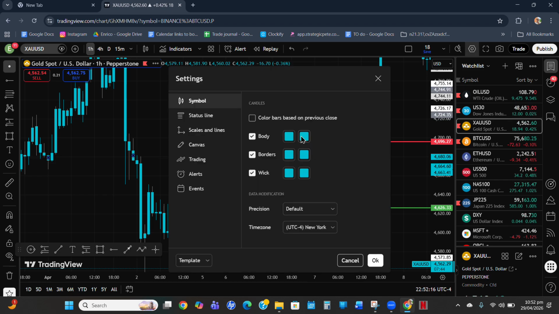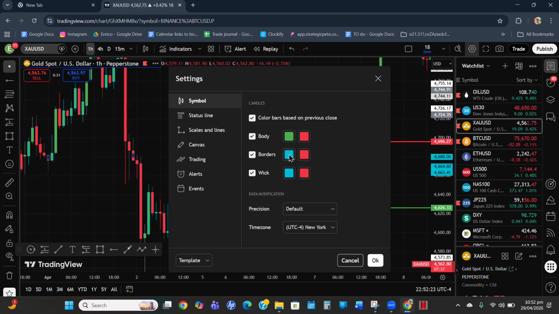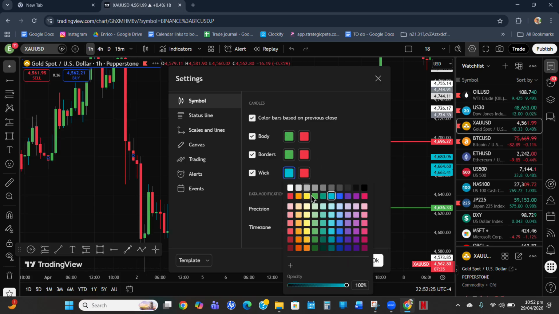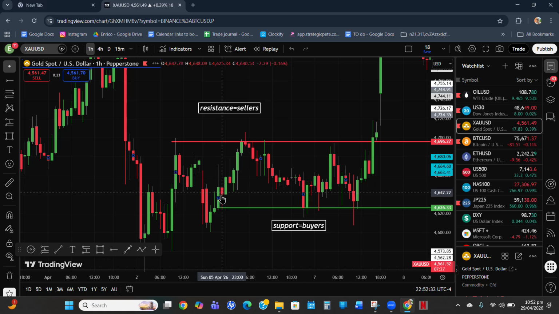Let's change these candles for a second. Let's go green. Okay, so you will see buyers are pushing up price down here, pushing up price. And then when we get up here, sellers push down price each time. Sellers gonna push down price. And then buyers push up price again. Then sellers push down price.